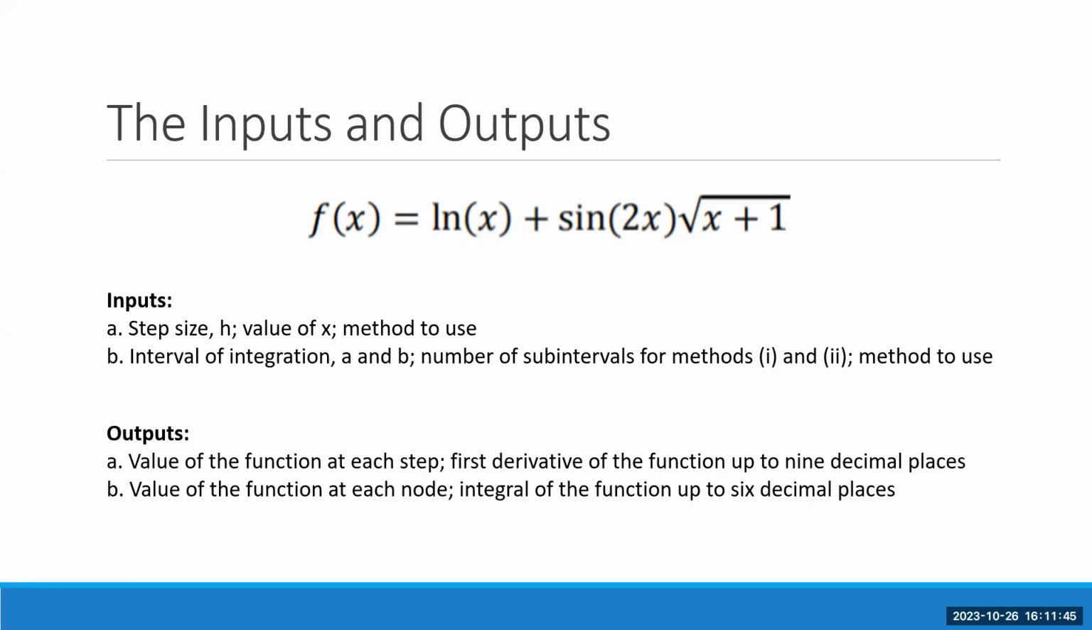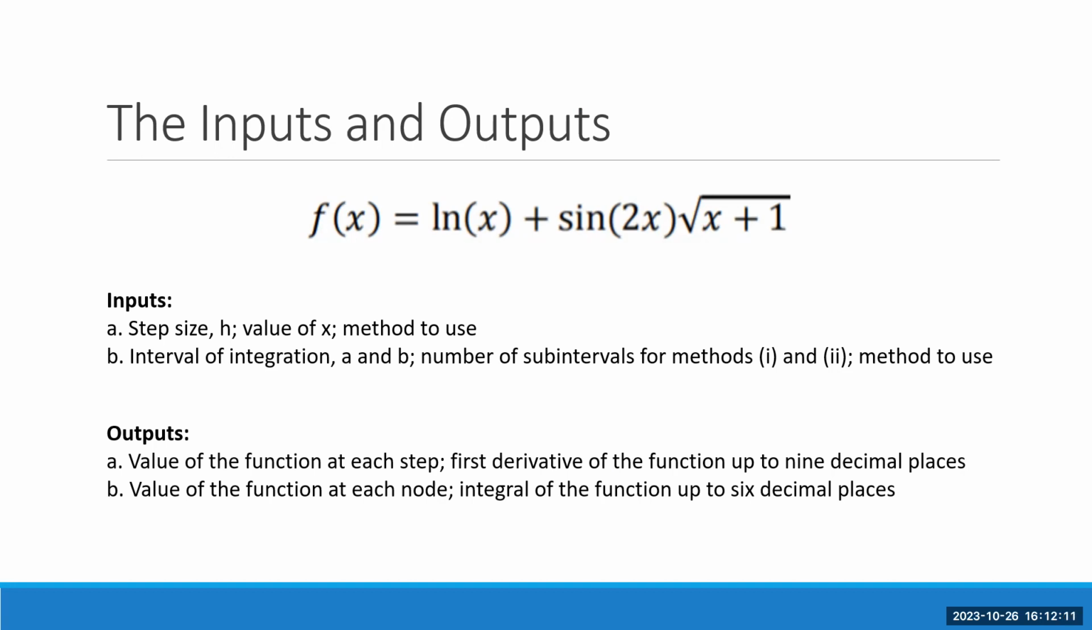To execute these tasks, we'll require specific inputs and anticipate particular outputs. For our first task, we need the step size h, the value of x, and the method to use for differentiation. And for our second task, we require the interval of integration from a to b and the number of subintervals to be used.